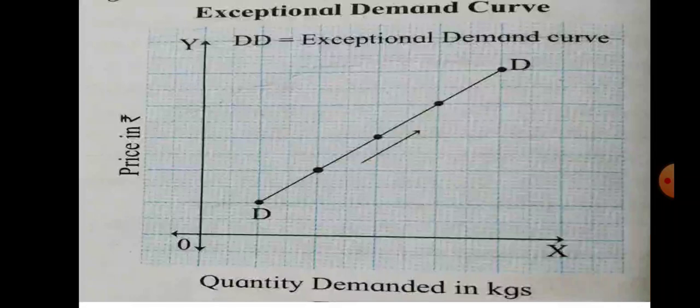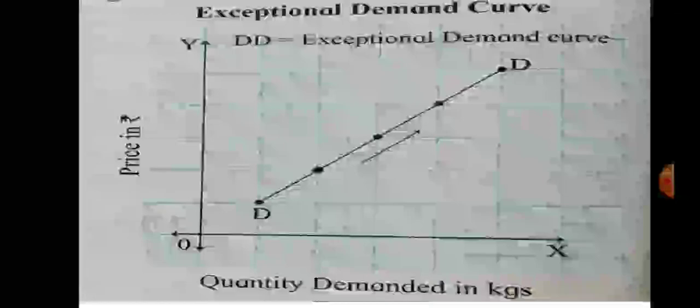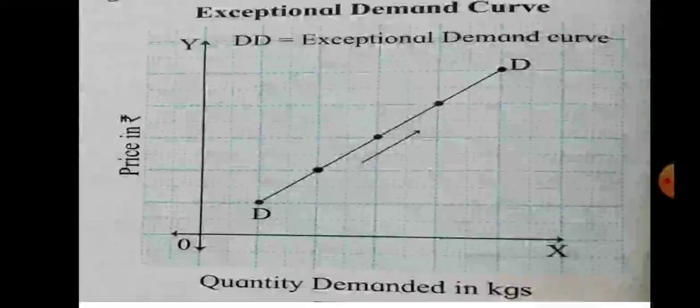Now you can see in this diagram, this is an exceptional demand curve. Generally the demand curve slopes downward from left to right, but in the case of exceptions, the demand curve slopes upward from left to right. Very important thing about the exceptional demand curve.